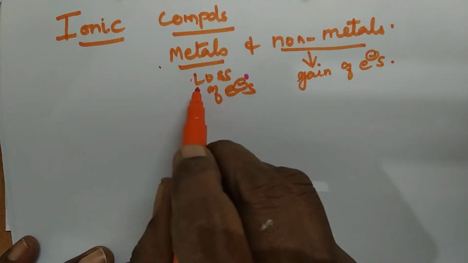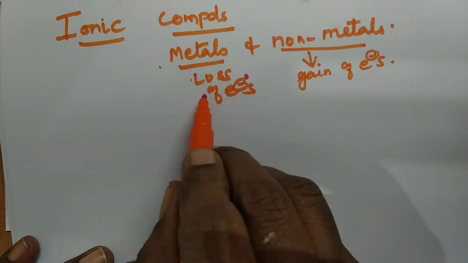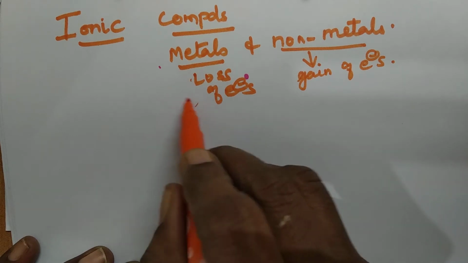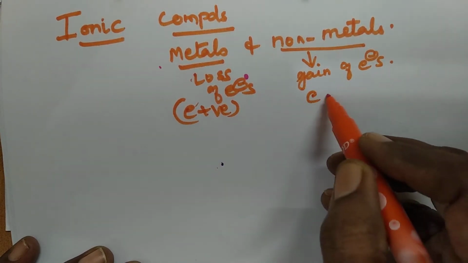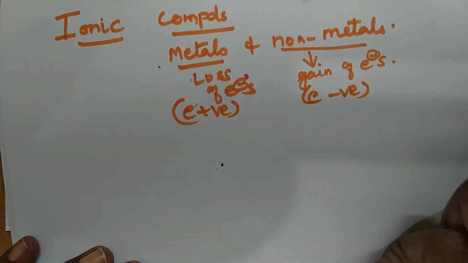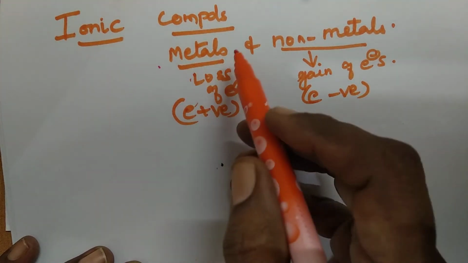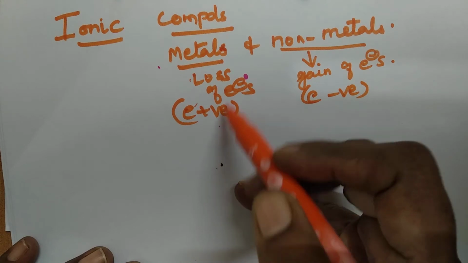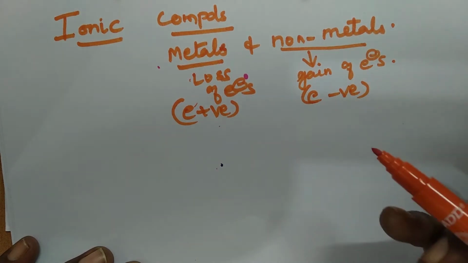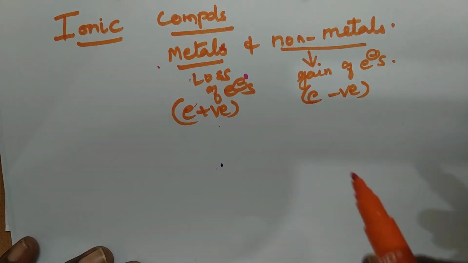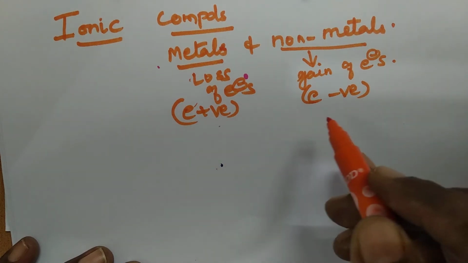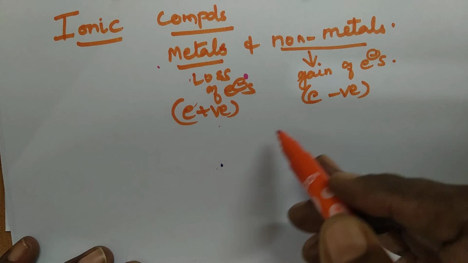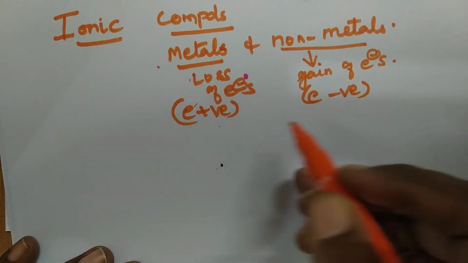Because of this, metals gain a positive charge, or we could say they become electropositive. Non-metals become electronegative. So metals are electropositive in nature, whereas non-metals are electronegative in nature. Because of the formation of ions, they have the tendency to combine, and they become ionic compounds.